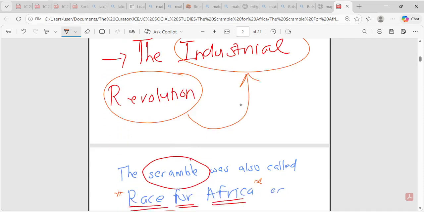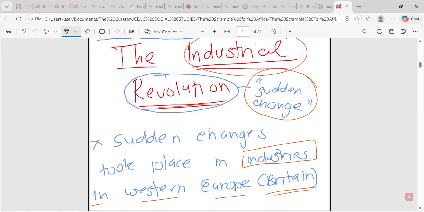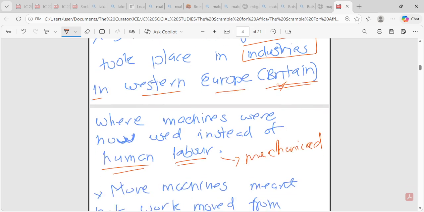What were these sudden changes? Well, sudden changes took place in industries in Western Europe, particularly in Britain, where machines were now used instead of human labor. So industry, trade became mechanized. There was the introduction of more and more powerful machines in industries. So trade became more and more mechanized.